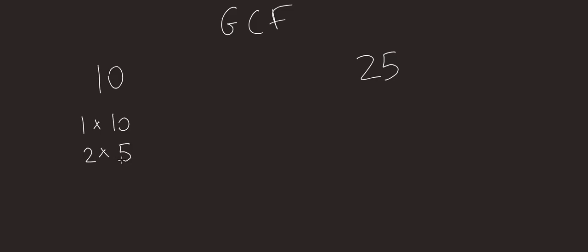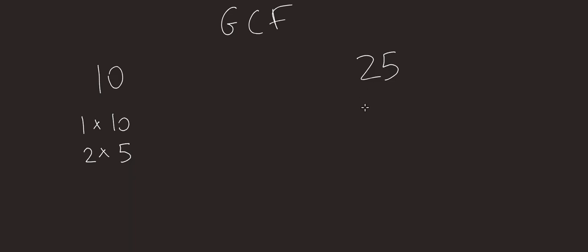How can we find the greatest common factor of 10 and 25? Well, there are multiple factor pairs of 10. For example, 1 times 10 is 10. 2 times 5 is 10. And if you're looking at a small number like 10, there's not too many factor pairs to try. So in total, 10 has 1, 2, 3, 4 possible factors.